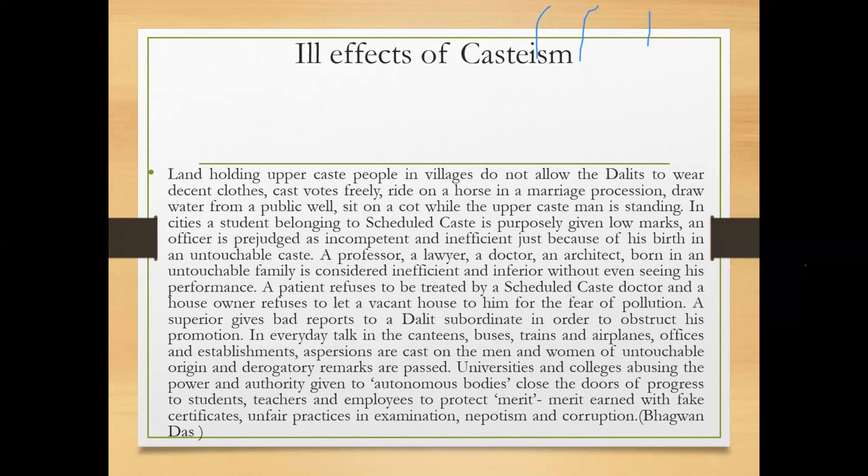He wrote this, that landholding upper caste people in villages do not allow the Dalits to wear decent clothes, cast votes freely, ride on a horse in a marriage procession, draw water from a public well, or sit on a cot while the upper caste man is standing.